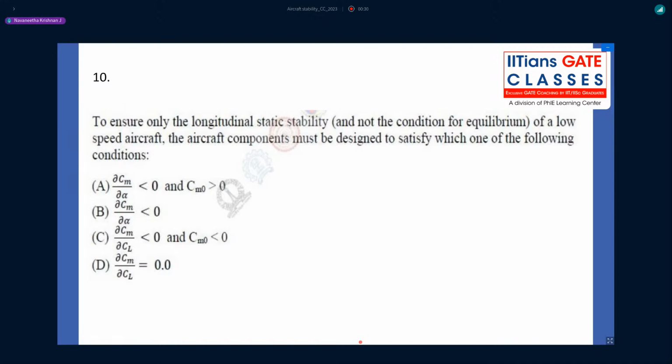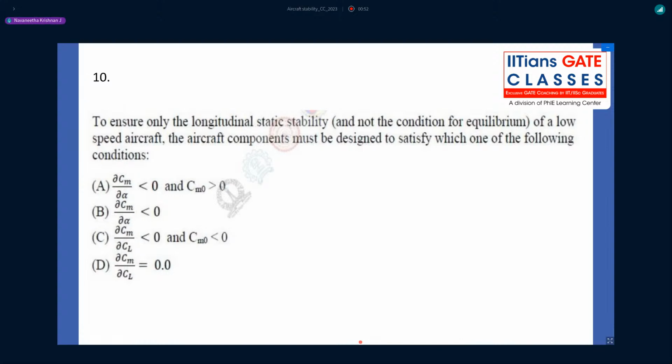GATE 2017, question number 10. To ensure longitudinal stability and not the condition of equilibrium of a low-speed aircraft, the aircraft components must be designed to satisfy which one of the following conditions. Option A, ∂Cm/∂α less than 0 and Cm0 greater than 0.